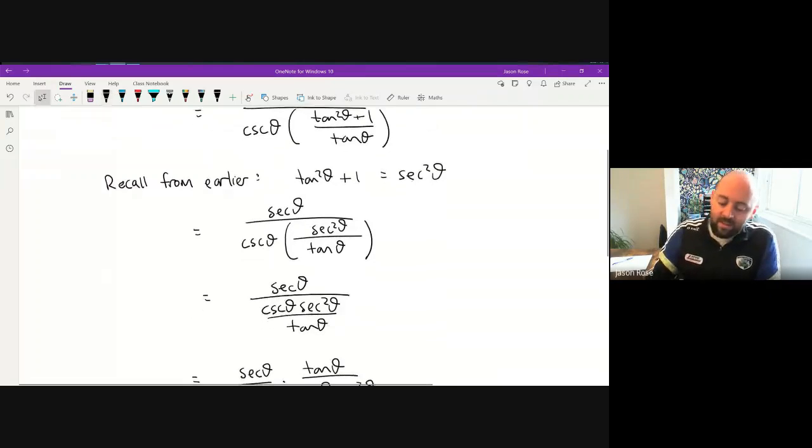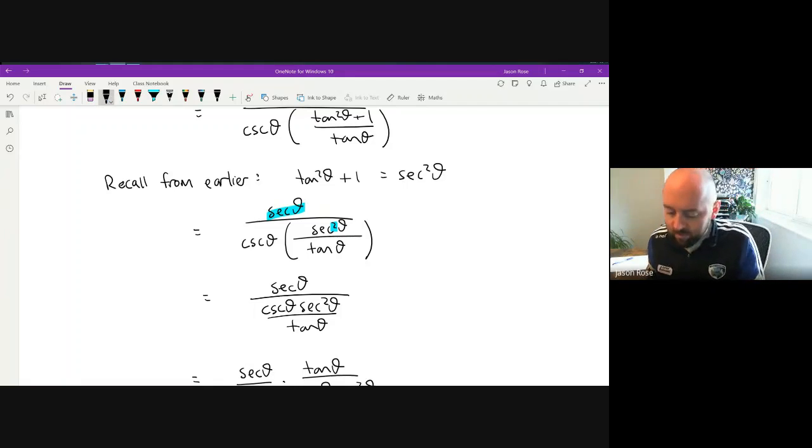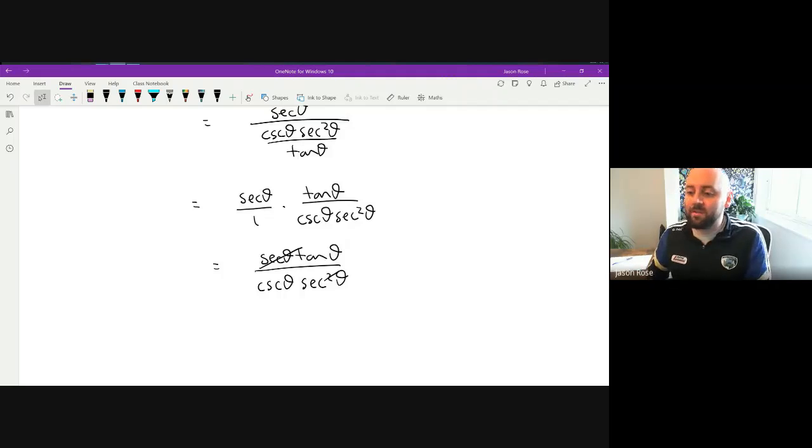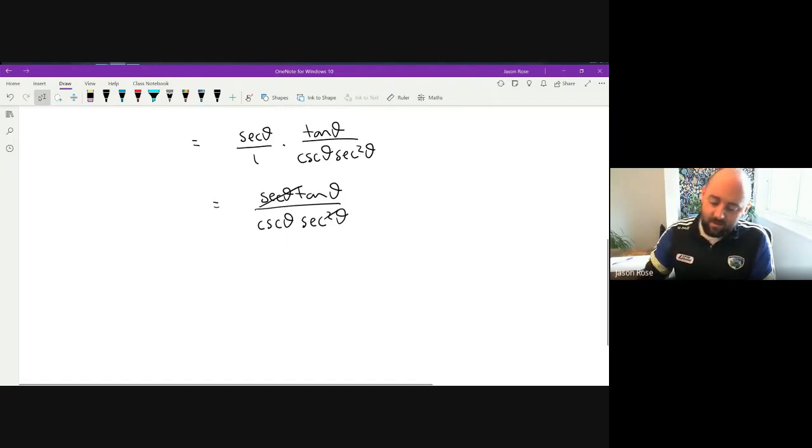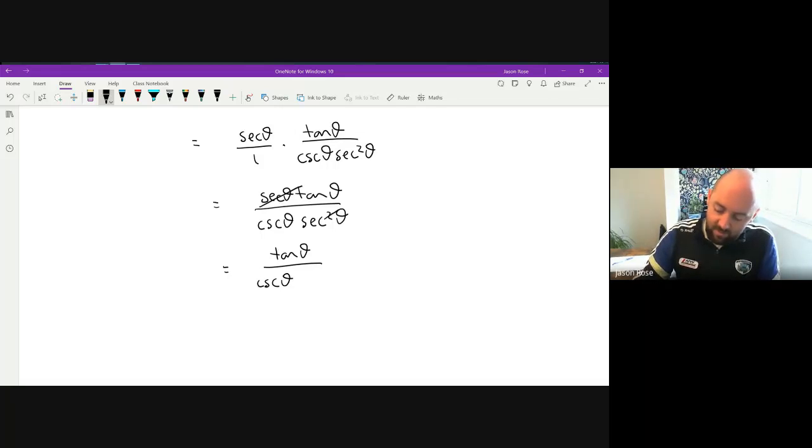This was something I was thinking about doing over here, cancelling the secant with the secant squared back in this position, but I thought it would confuse you a little bit compared to doing it here where it's more clear that I can just do that. And let's rewrite and see what we have. We have tan theta divided by cosecant theta multiplied by secant theta.